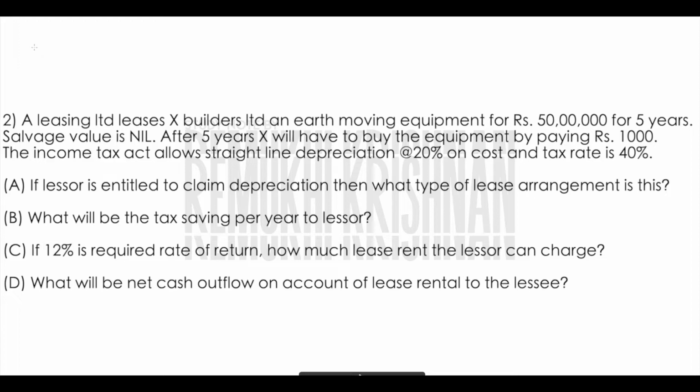Second point is what will be the tax saving per year to the lessor. Please be careful. You have to calculate it from the point of view of the lessor, not from the point of view of the lessee. Third point is, if 12% is the required rate of return, you have to calculate the total value including the rate of return. So how much lease rent can the lessor charge? Fourth point is what will be the net cash outflow on account of lease rental to the lessee. So what is the total cash outflow from the hand of the lessee? So these are the 4 points we are going to solve.